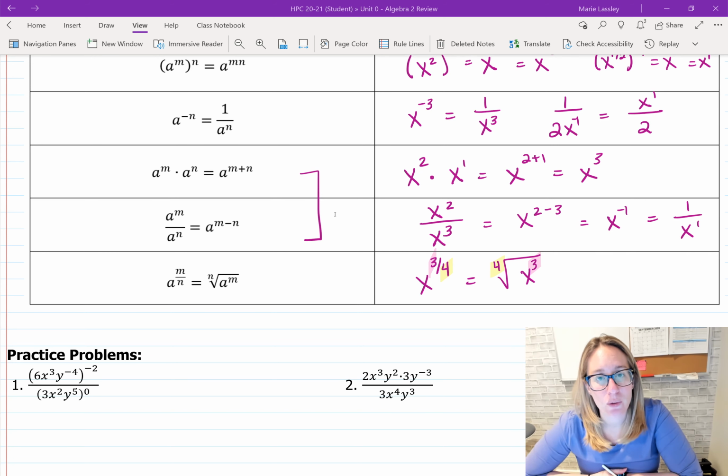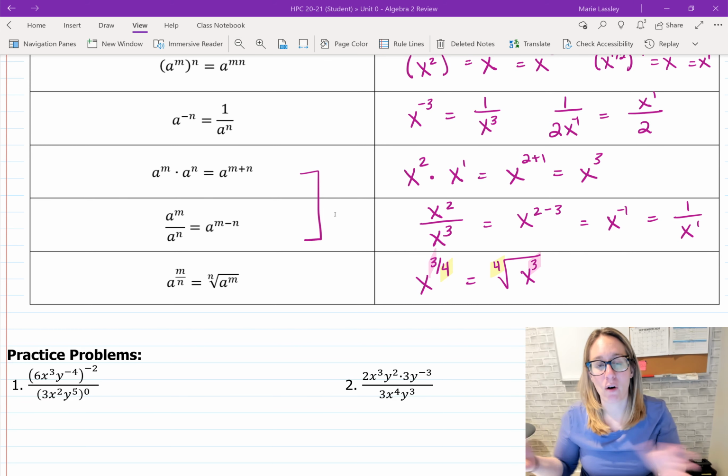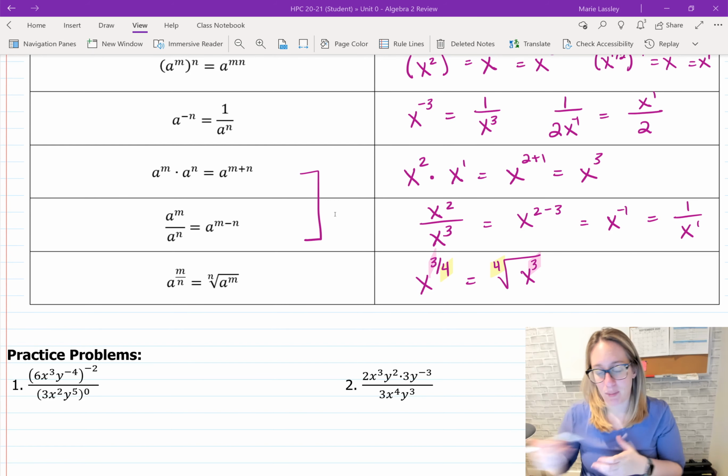All right, so those are our rules for exponents. Those are the only rules that we have. Now I'm just going to do a couple examples where we have all of the rules mixed together and try and see if we can figure out the right way to do our problems.